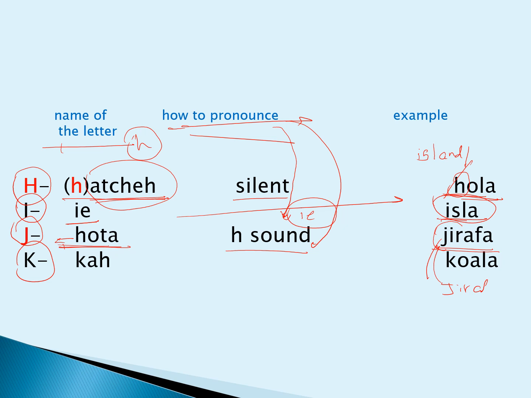Next one. Letter Ka. The name of the letter is Ka. This is not K in Spanish. This is the letter Ka. How to pronounce? Look at the example. Koala. Don't worry, this is a type of animal. So it is pronounced, not changed from the English language. Right.